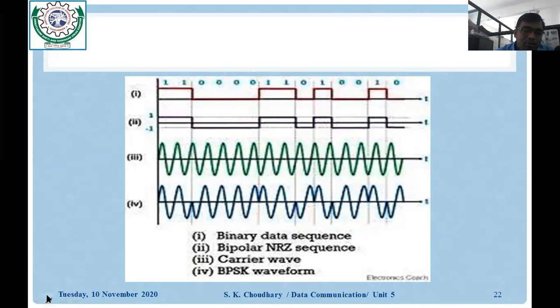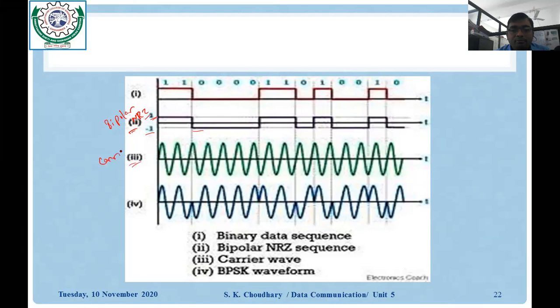The first one is representing the binary data, in the form of 1 and 0 only, and it is a unipolar signal actually. But in the second case, you can see it is a bipolar NRZ signal. So according to the value of the binary symbols, the value of the voltage would change. For binary 1, it is plus 1 volt, and for binary 0, it is minus 1 volt. That is your BT. Then you can see the third one is a carrier signal.